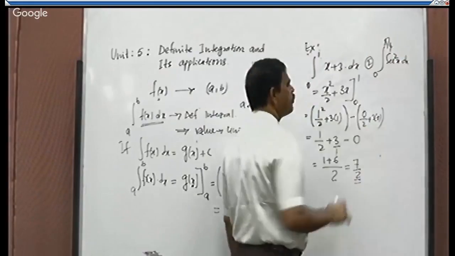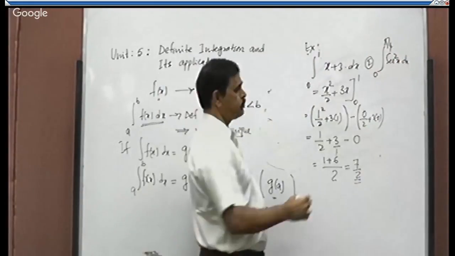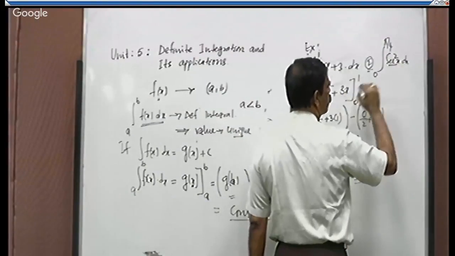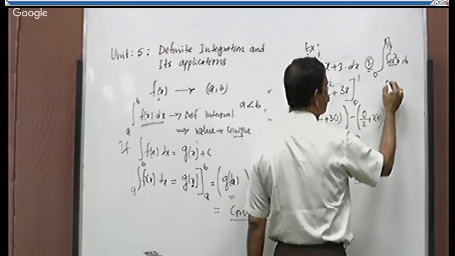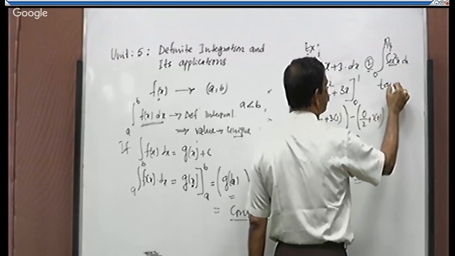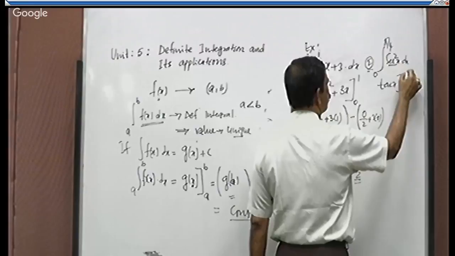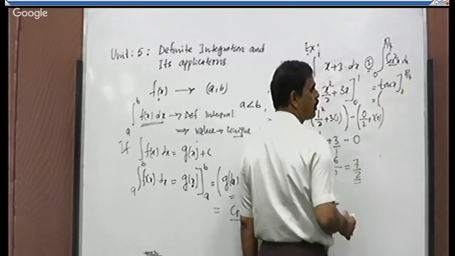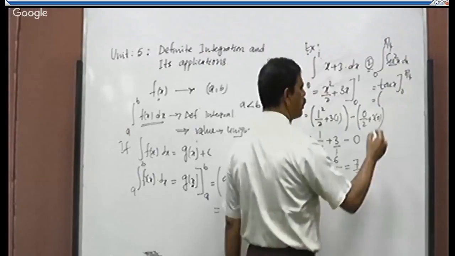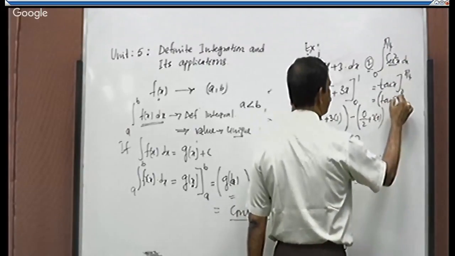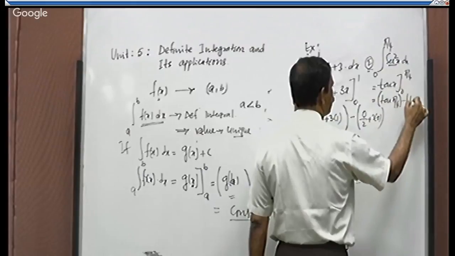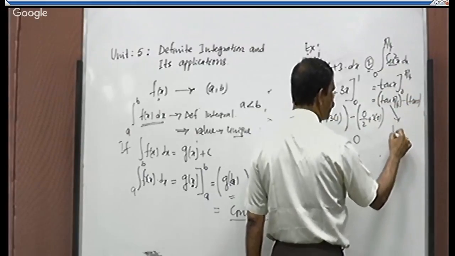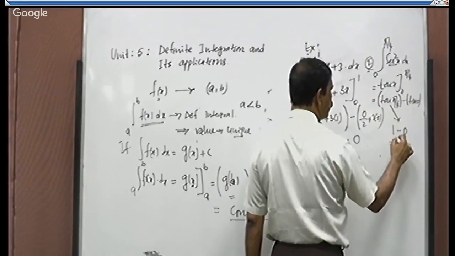What is the integration of secant square x? Second example, take the integral, that is what? Secant square. Integration of secant square x is what? Tan x, 0 to pi by 4. So then I need to substitute the upper limit as well as the lower limit. Tan of pi by 4 minus tan of 0. What is tan pi by 4? Tan pi by 4 is 1, minus 0, that is equal to 1.